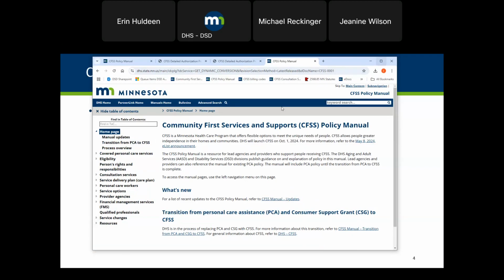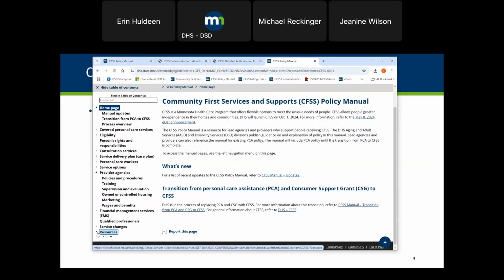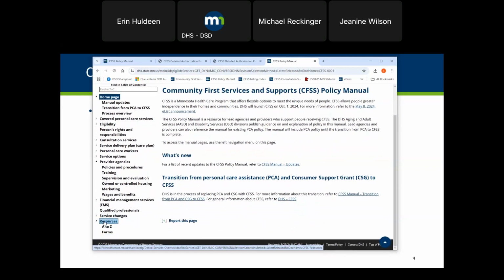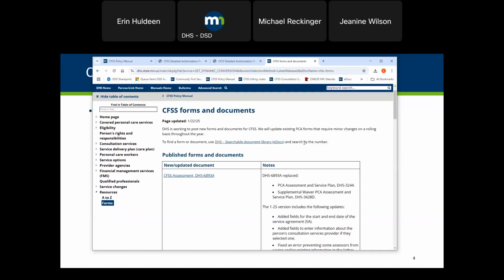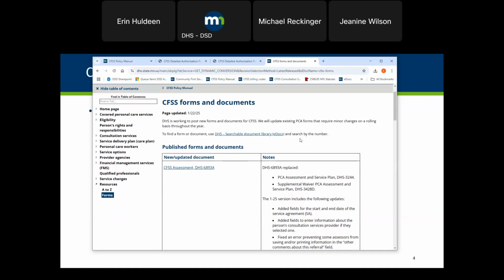It's a great resource for individuals. It has a lot of different links and pages, particularly regarding provider agencies that you would want to review: policies and procedures, training, supervision and evaluation, controlled housing, marketing, wages, and benefits. Okay. But one of the other pieces that we wanted to show you is underneath this resources section here, we have forms. Okay. And within here are all of the forms related to CFSS that we've published.